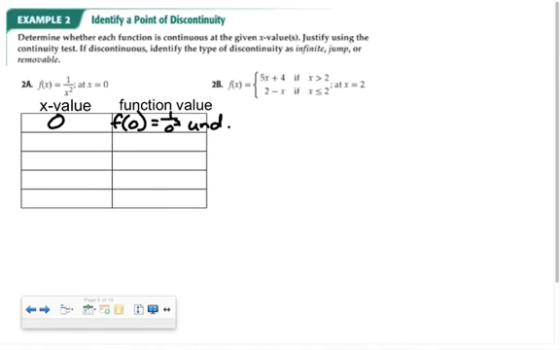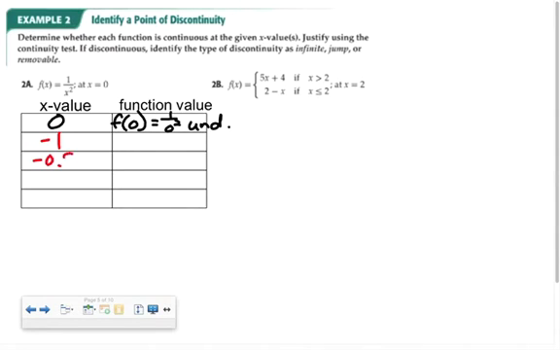So since there is no function value at the x value of 0, right away I know that it is not continuous. However, since the problem is asking us for what kind of discontinuity, we're going to continue. We've already talked about what kind of x values approach 0 from the left and what kind of x values approach 0 from the right. So I'm just going to use those values again because they're good values.